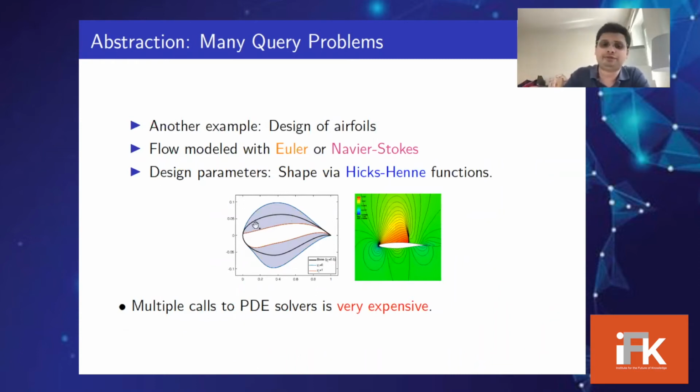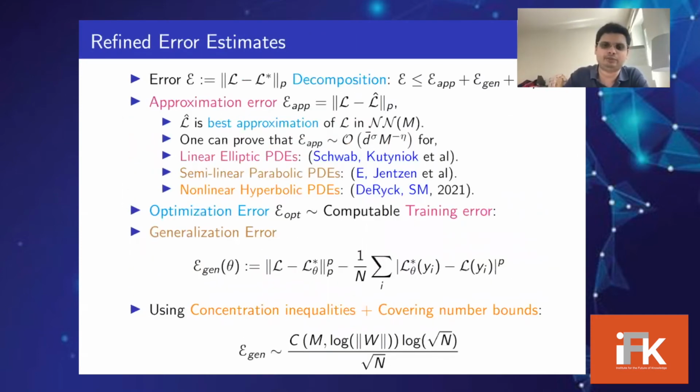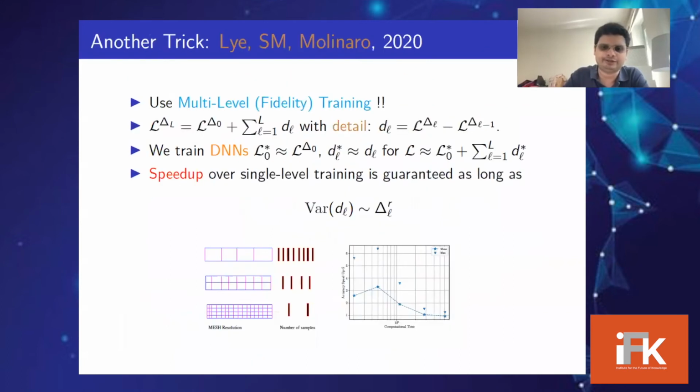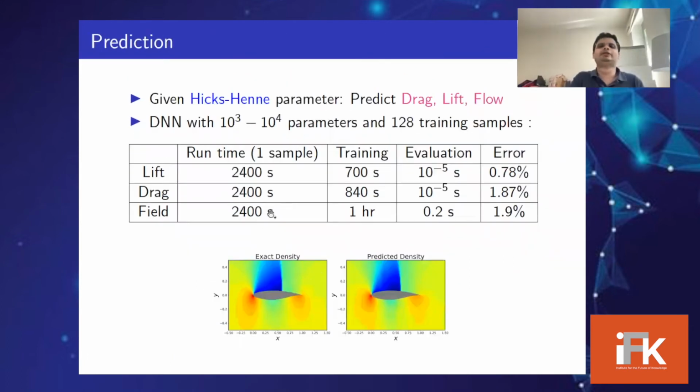However, to do this, for any given shape, that is for any given value of these 20 parameters, I have to predict what is going to be the lift and the drag and what is going to be the solution field. And this is exactly what I'm going to do here in this picture. So remember that to generate a single sample, this is a high resolution simulation, it takes about 40 minutes. Now we are going to train neural networks.